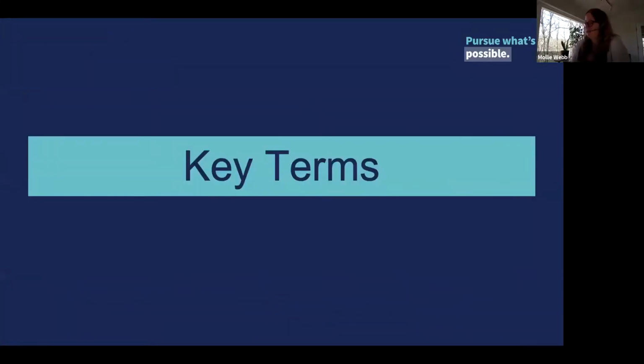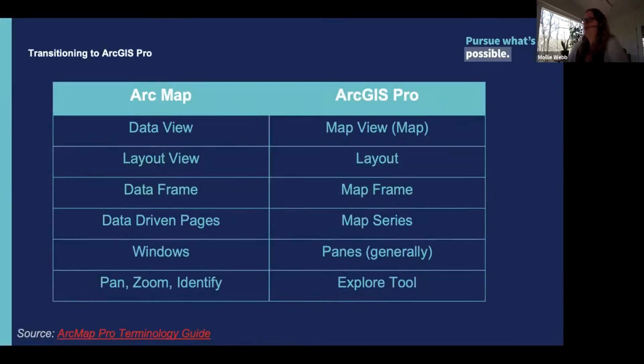Some key terms between ArcMap and ArcGIS Pro, reviewing what we discussed in the previous slides. The data view in ArcMap is now called a map view or a map in ArcGIS Pro. Layout view is just called a layout. A data frame is called a map frame now. If you are doing work with data-driven pages in ArcMap, that is now called a map series in ArcGIS Pro.